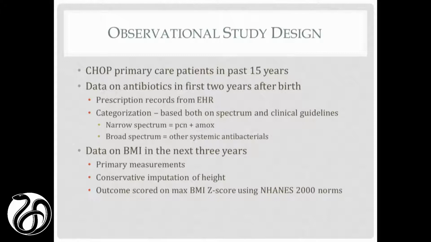We collected data on body mass index for these children starting at 24 months of age over the following 3 years, and we computed Z-scores based on the NHANES 2000 norms and scored obesity at 95th percentile or higher, and overweight at 85th percentile or higher.